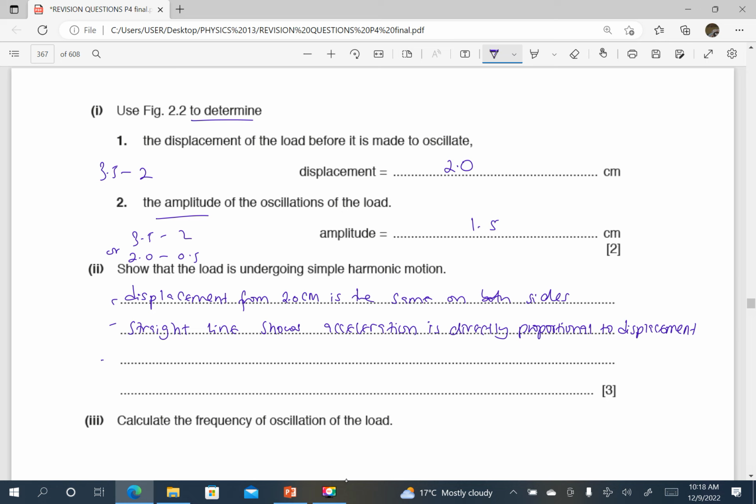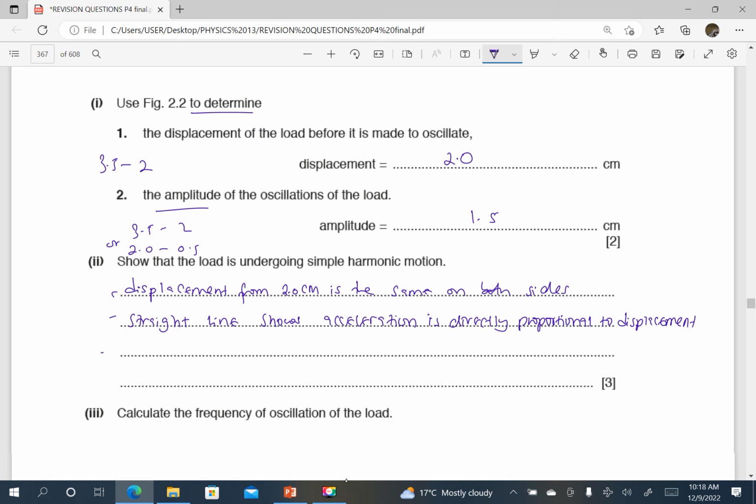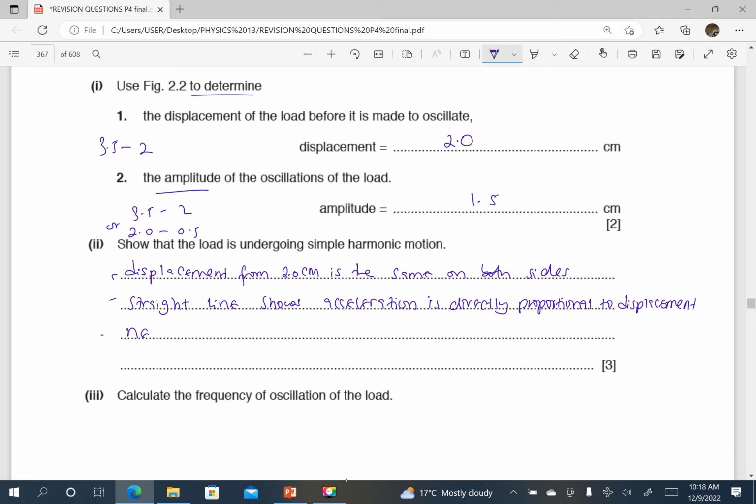Number two, we have also seen that it is a negative gradient. So negative gradient shows that acceleration and displacement are in opposite directions.